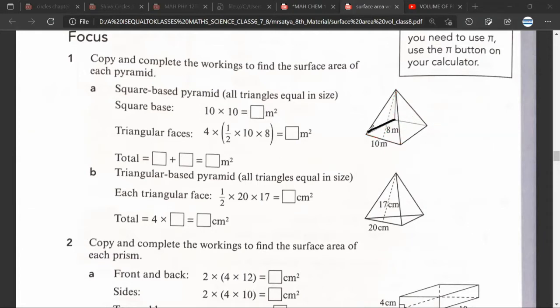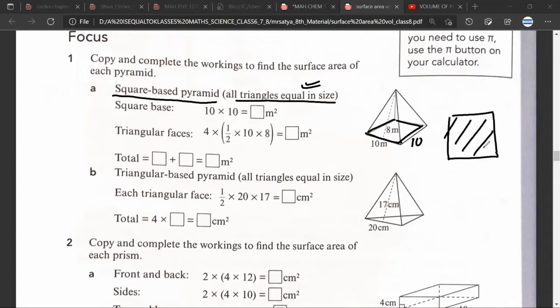Now we are left with this base. The base is square. Why? Because it is a square based pyramid. All triangles are equal in size. Any doubt? No doubt. So the base will look like a square. And its area would be 10 into 10, which is 100 meters square. Any doubt? No doubt.